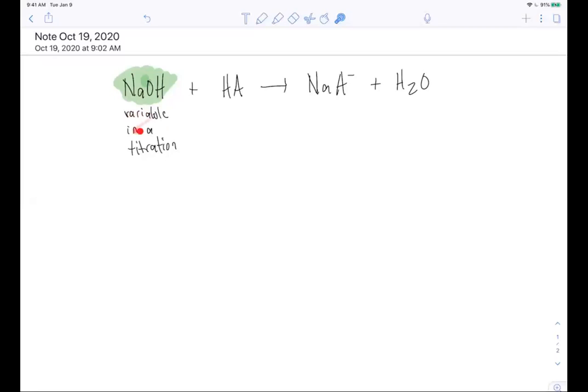So you have a small amount of this, a large amount, or sort of an equal amount. And those are sort of the three main scenarios that you deal with when you're dealing with titration. So titrations, even though they can feel a little bit overwhelming, are really just an extension of neutralization reactions.